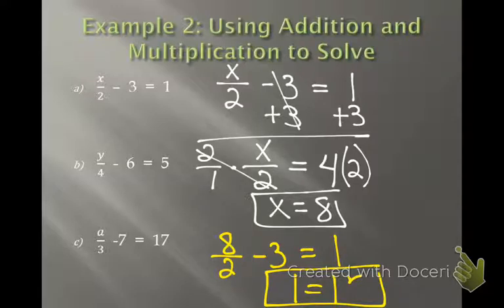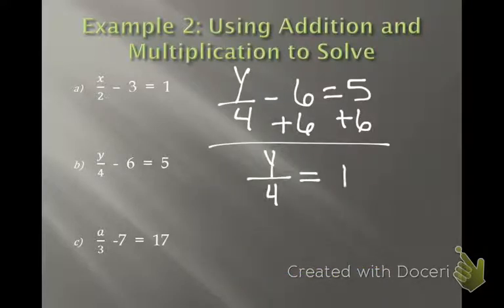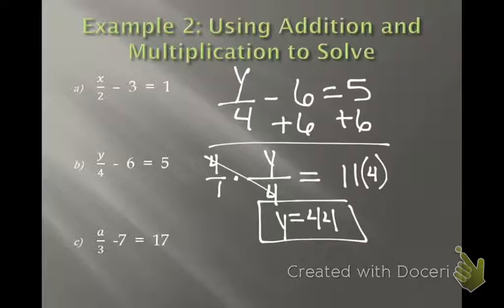All right, so we add 6 to both sides first. Y over 4 equals 11. And what do I do to both sides now? Multiply both sides by 4 to get 44. Who got 44? 44, good.